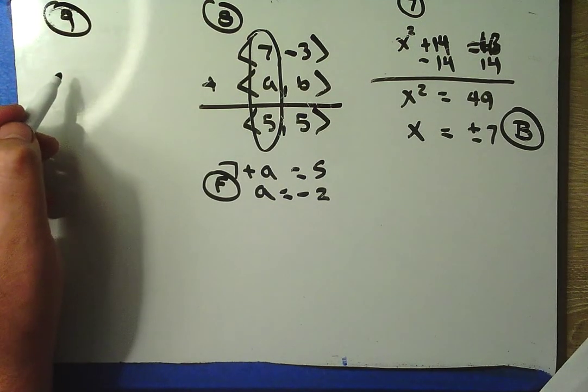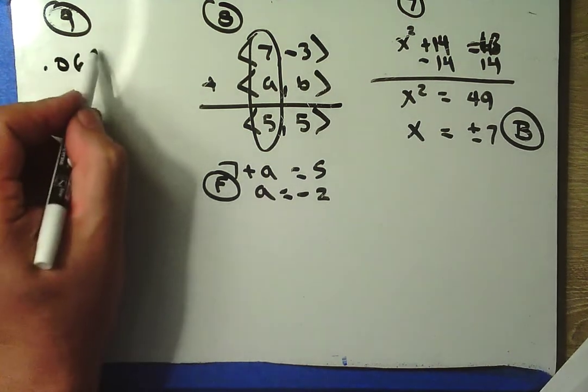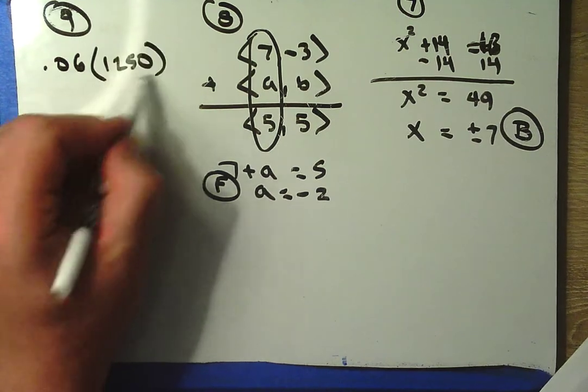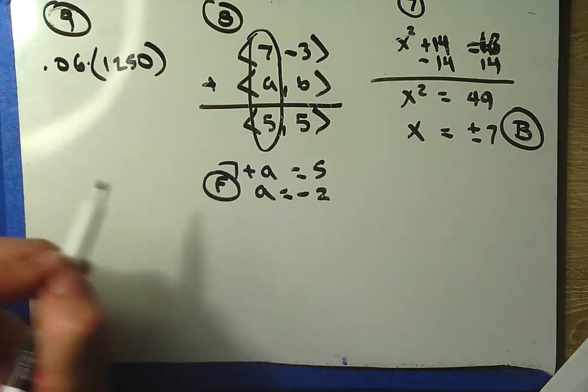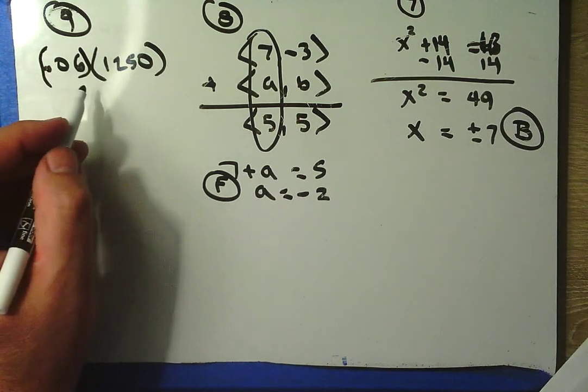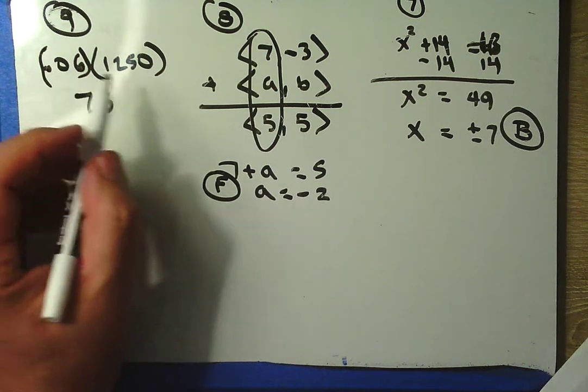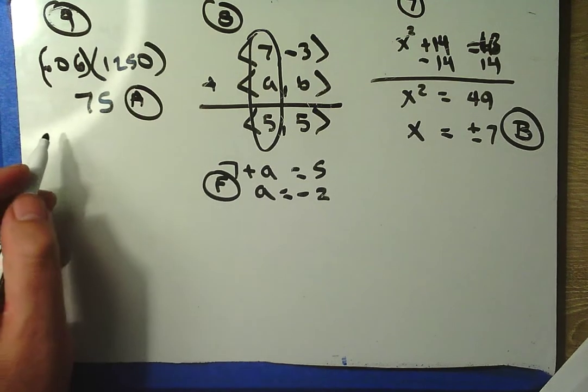How about 9? 9 says, based on past graduations, a university estimates that 6% of the graduating class will not attend graduation. Based on this, if there are 1,250 students, how many will not attend? 6% of the 1,250. And of means multiply almost always in math. So 6% of 1,250 means 0.06 times 1,250. And I end up with 75 students will not attend. And that's choice A for number 9.